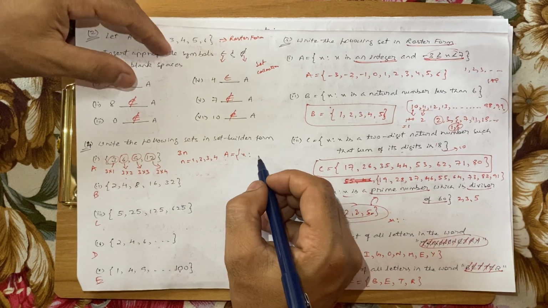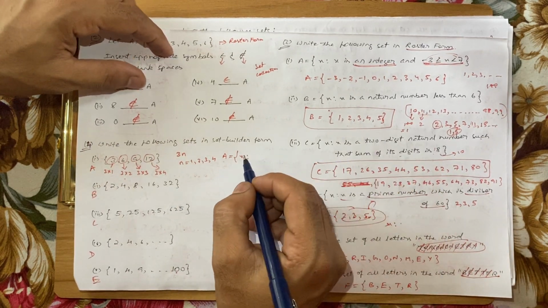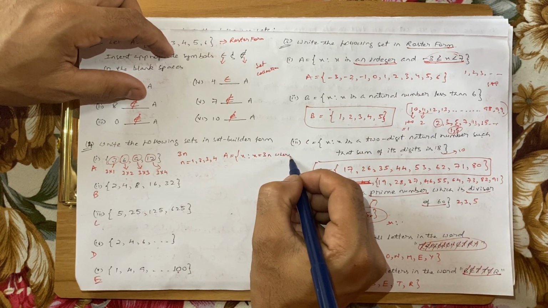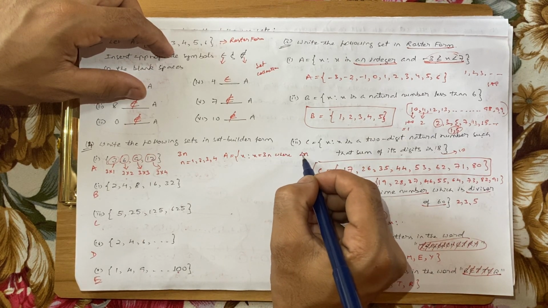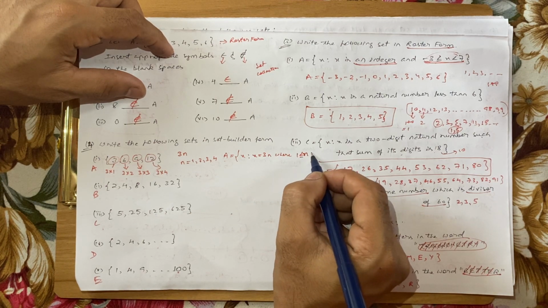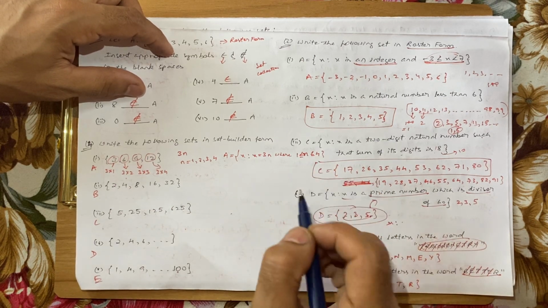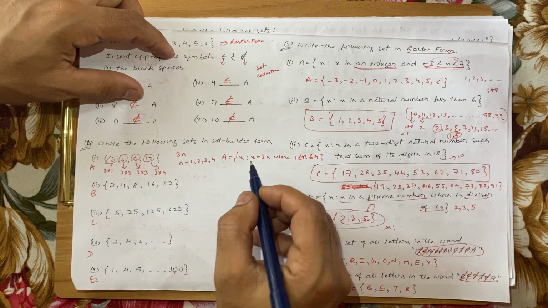X such that, what is X now? What is the nature of each element? X is equal to 3n, where n lies between what? This n lies between 1 and 4. I've given the equal sign also so that you include 1 and include 4 also. Okay, so this is your answer.